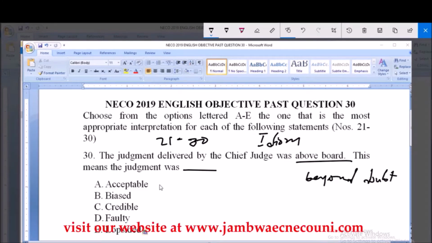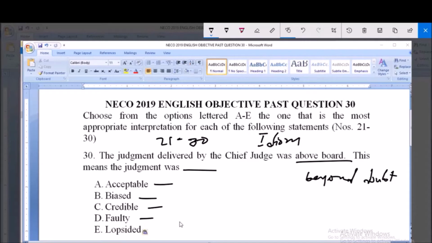So option A says acceptable, B says biased, C says credible, D says faulty, E says lopsided. So for something to be above board, that is beyond doubt, it has the element of acceptability. So option A is correct.